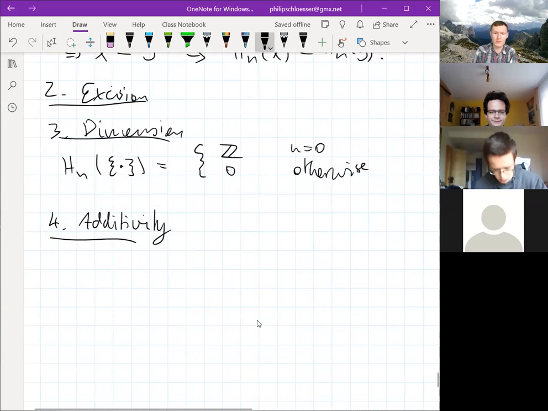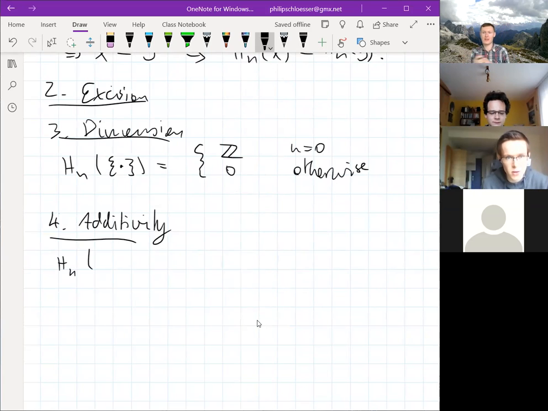The fourth axiom, additivity, basically tells us if we have connected components, or if we can decompose our space to be the disjoint union of other topological spaces, then the homology groups are just additive.